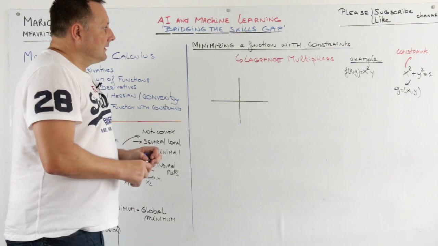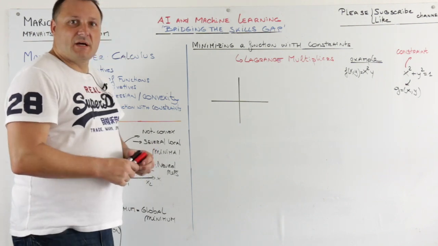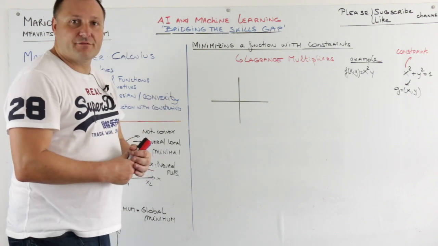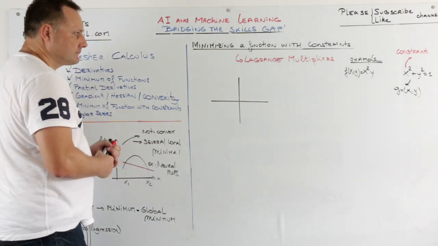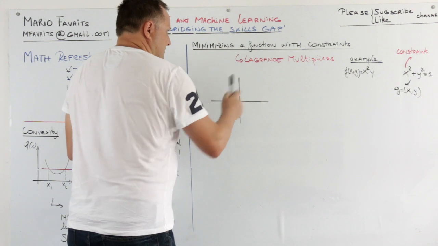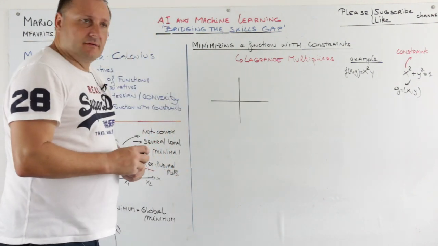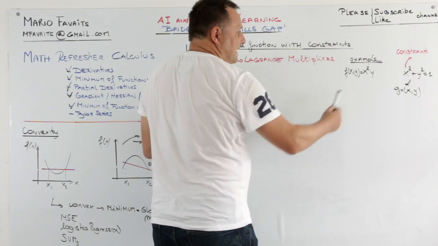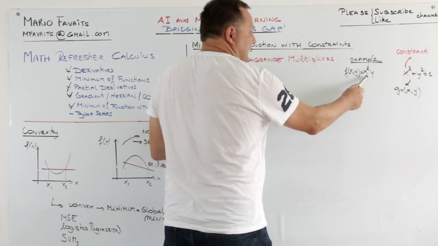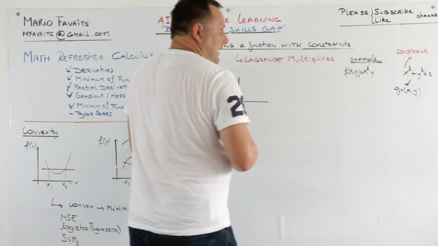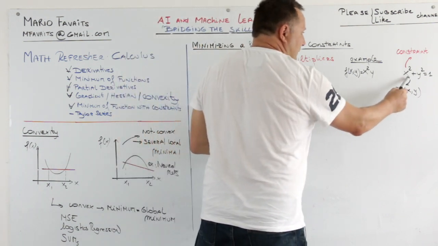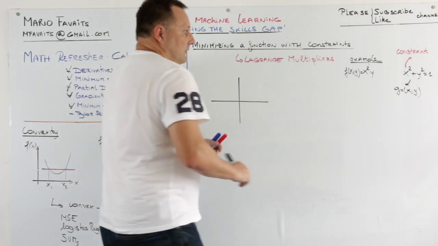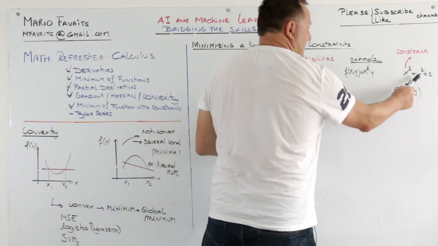Alright, we already know how to minimize functions, but now let's try minimizing a function with constraints. This is also called the Lagrange Multipliers. And the example we will take is the function f of x, y, that is x squared y, and the constraint will be x squared plus y squared equals 1. And we call this function g of x, y.